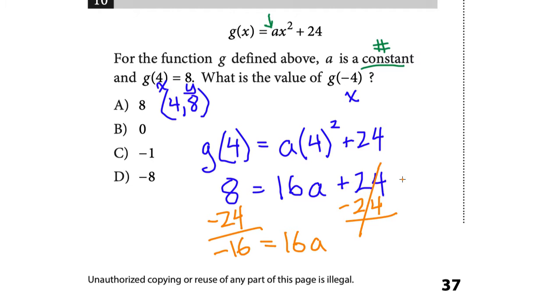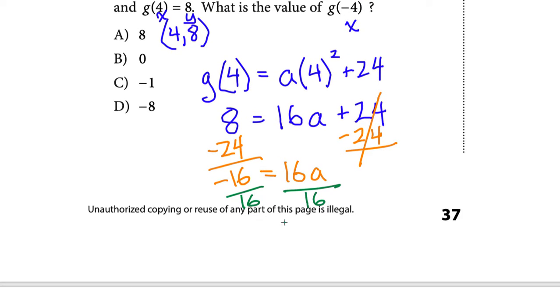What is my final step to isolate a? What do I do to both sides to isolate a? Sergio? Careful, 16 is being multiplied by a right here. Divide both sides by? There it is. And Sergio, what is negative 16 divided by 16? It's 1, but negative divided by positive is a negative. So a is equal to negative 1.